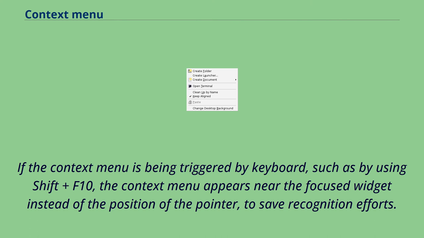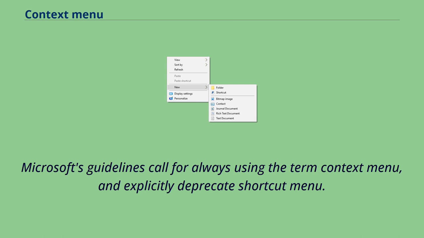If the context menu is being triggered by keyboard, such as by using Shift plus F10, the context menu appears near the focused widget instead of the position of the pointer, to save recognition efforts. Microsoft's guidelines call for always using the term context menu, and explicitly deprecate shortcut menu.